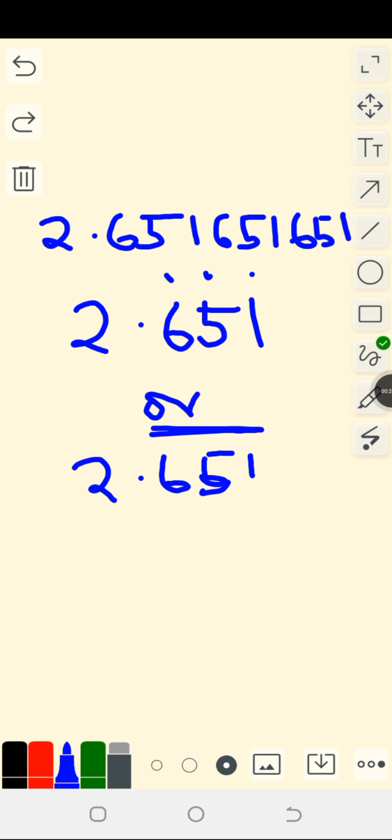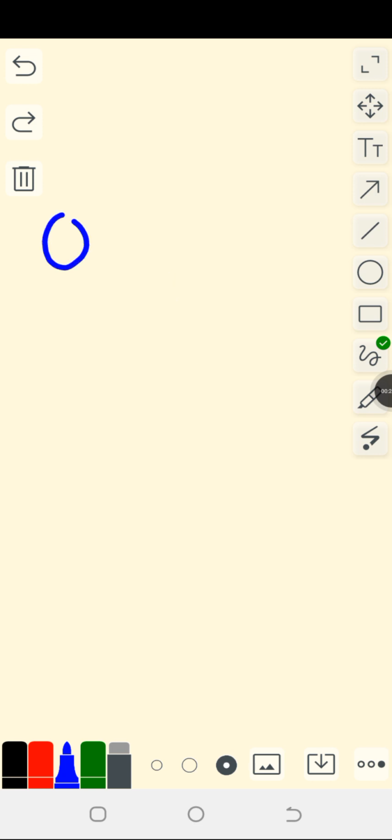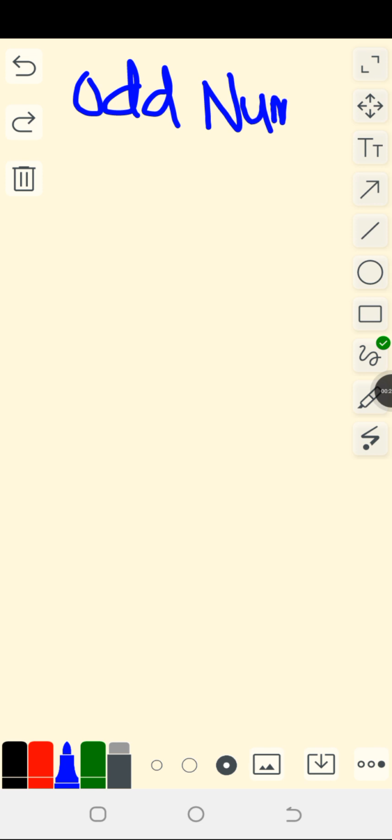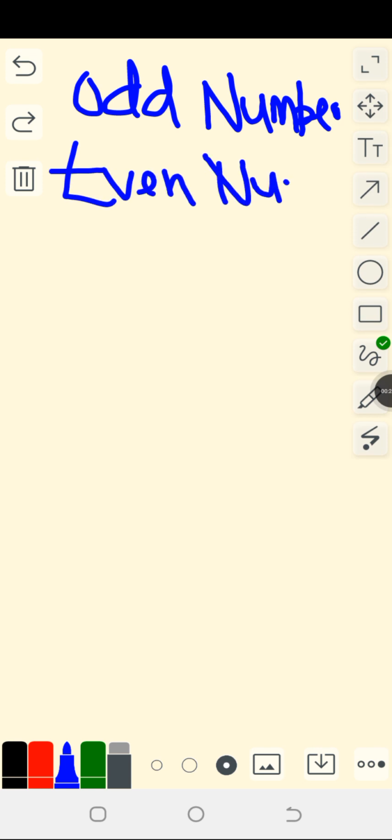So those can be tagged as forms of either a rational number or an irrational number. Now, another type of number we'll be looking at is what we call odd and even numbers. Let me combine the two first. Odd numbers and even numbers are both derived from natural counting numbers.